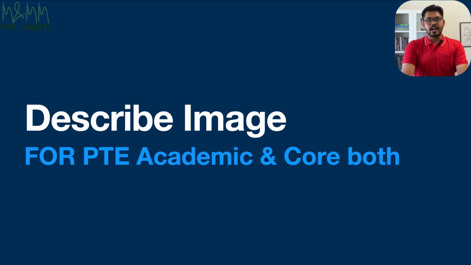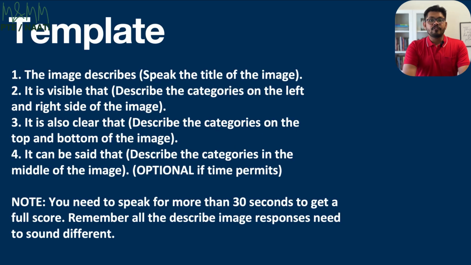Now let's start with describe image, and this video is for every student. It doesn't matter whether you want to give PTE Academic or PTE Core, describe image is the same for you. If you get a random image, basically an image that is not a graph, not a line graph or a bar graph or a pie chart or a flow chart, just a random image. Let's say a picture of a park or a beach, or a family dinner time, something like that. Those sort of images are called random images, just random clicks.